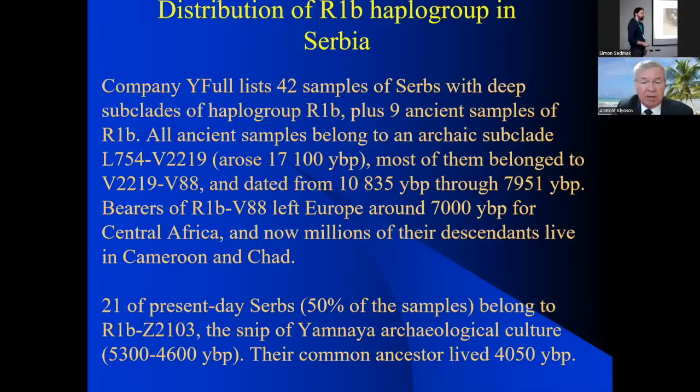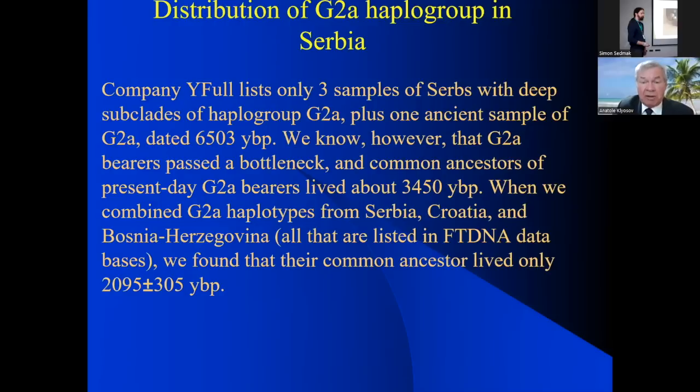And Yamnaya culture is dated by archaeologists to 4,300 to 4,600 years ago. And the common ancestor lived about 4,000 years ago, the same in Serbia. So it means it was a frontier, how Z2103 went to Europe and stopped on that frontier, didn't go further. So again, I have to repeat here, they are not European Z2103. They came from the East, not from Europe.